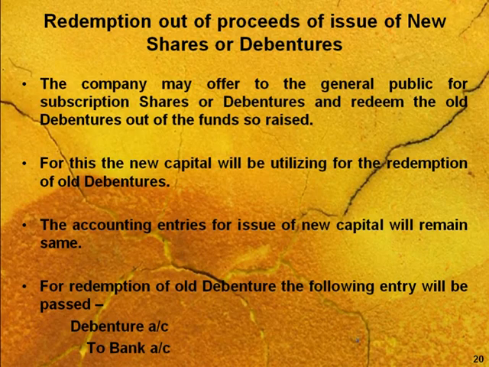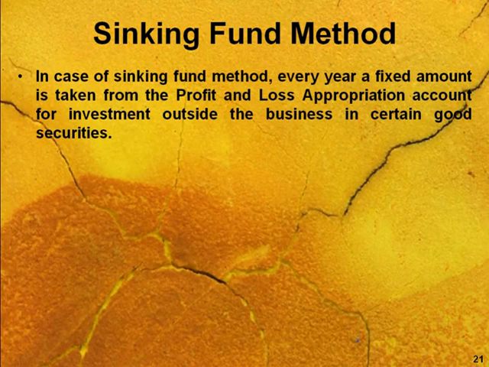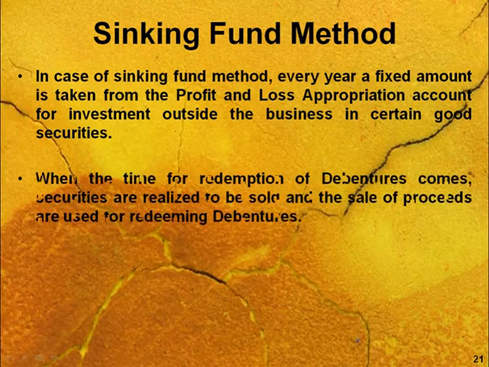Now the next method is the sinking fund method. In the sinking fund method, every year the company transfers a fixed amount into a particular account known as the sinking fund, and they transfer this fund every year to invest it in securities outside the business. When the time of redemption of the debentures comes, these investments which you invested earlier outside will be sold, and the sale proceeds will be used for redemption of the debentures.